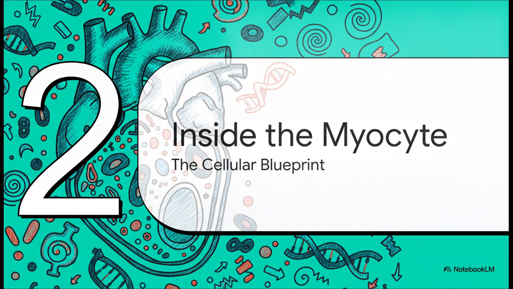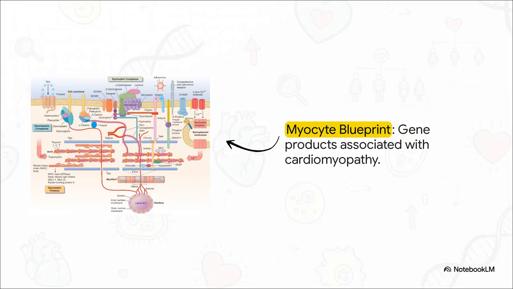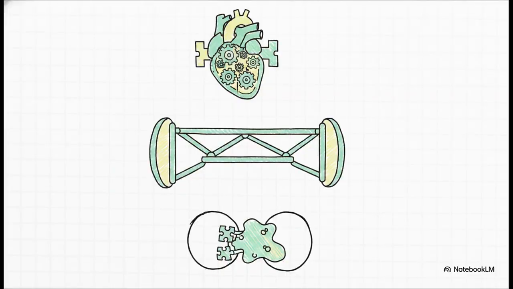Inside the myocyte, the cellular blueprint. Now, we're going to zoom way in on a single heart cell, the myocyte, to figure out exactly where these genetic variants strike. This diagram serves as our master blueprint of the cell, mapping out exactly where structural proteins live and what they do. You can see these incredibly intricate networks of proteins that keep the cell structurally stable, allow it to physically contract, and connect it to its neighboring cells. When a genetic variant comes along and alters just one of these proteins, the entire system can completely falter. So let's break this blueprint down into 3 major functional groups.